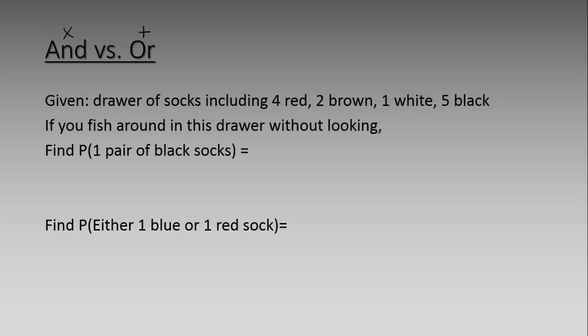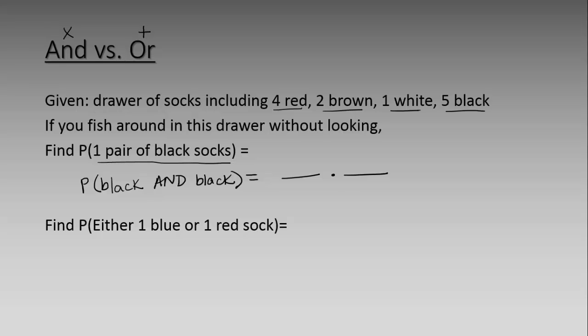Okay, the typical getting dressed in the dark problem where you have a drawer of socks including 4 red, 2 brown, 1 white, and 5 black socks. If you fish around in the drawer without looking, what is the probability that you will find a pair of black socks? Okay, now that sounds like you're just pulling out one thing, but you're not. You're pulling out 2 socks and they're both black. This is really probability of a black sock and another black sock. That's what makes a pair of black socks, right? If it's an and problem, we're actually going to multiply those 2 probabilities together.